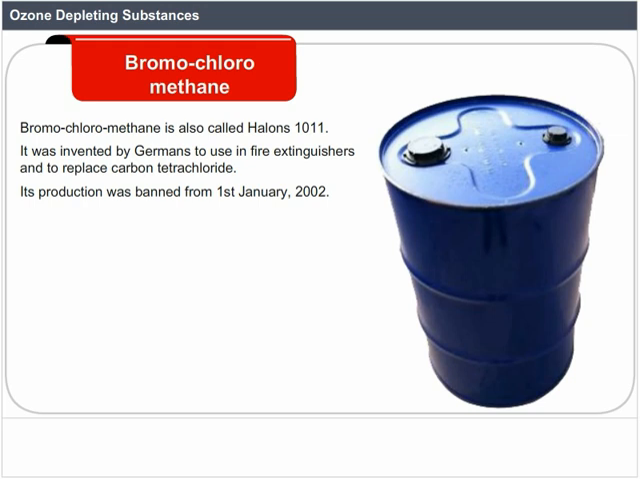Bromochloromethane. Bromochloromethane is also called Halon 1011. It was invented by Germans to use in fire extinguishers and to replace carbon tetrachloride. Its production was banned from 1st January 2002.